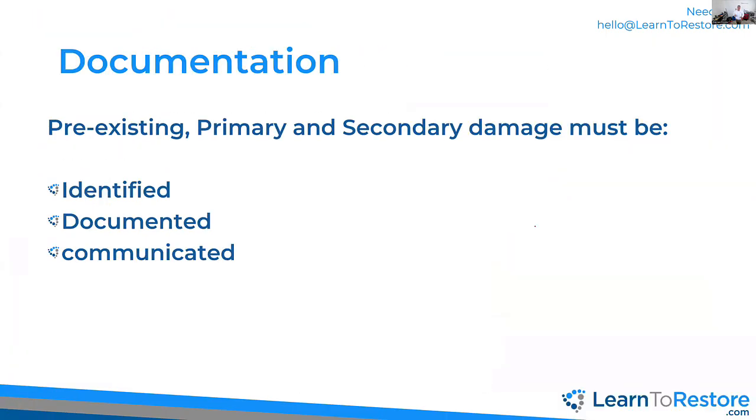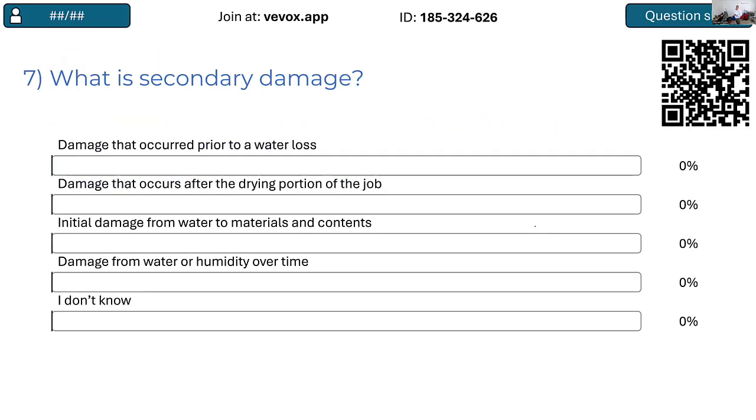So on our documentation, pre-existing: we got there and this had already happened. Primary damage: the ceilings were leaking, the carpet's wet. Secondary damage: they were out of town for a couple days and this furniture is swollen up and there are some stains in the carpet. Here's some secondary damage that occurred before we got there. We stopped it at that point. So this should be a pretty easy one, although I might get a couple answers on this.